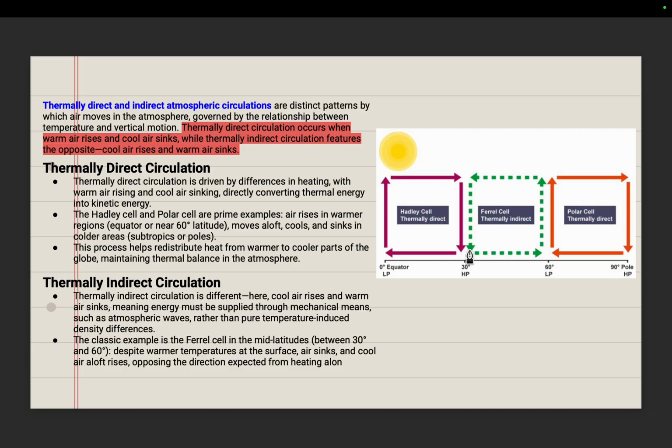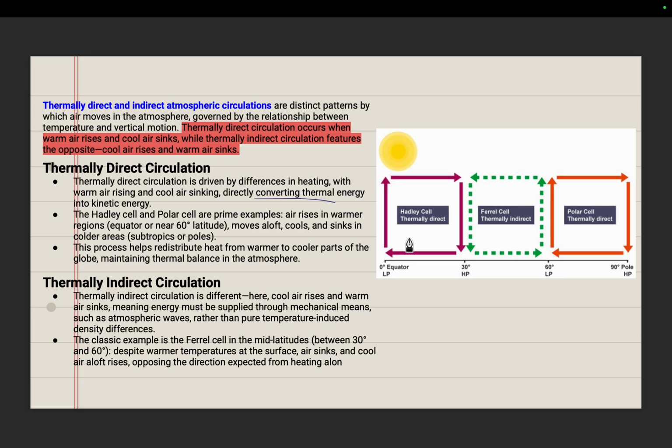Now thermally direct circulation is driven by the difference in heating. As you can see on the earth, the equatorial or tropical region, up to about 23 degrees, receives constant heat from the sun, but this region receives less. This is the cool region. So thermally direct circulation is driven by the difference in heating, where warm air rises, cold air sinks, directly converting thermal energy to kinetic energy.